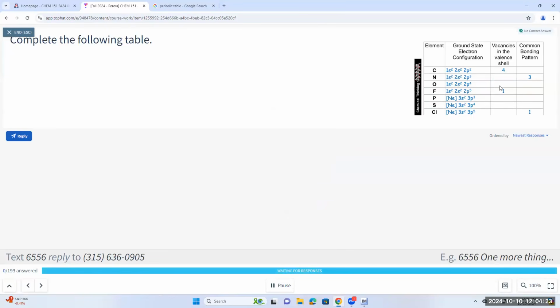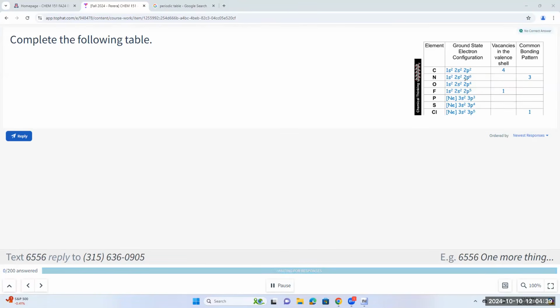So here's a table for you. I already wrote the electron configurations for you over here. What I want you to do is write the number of vacancies in the valence shell. Okay, here's how we do it.